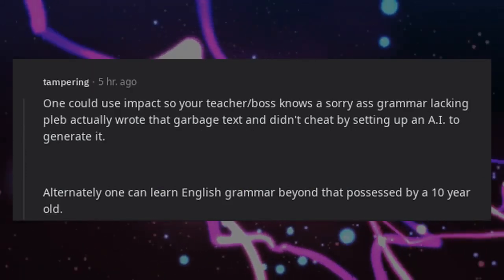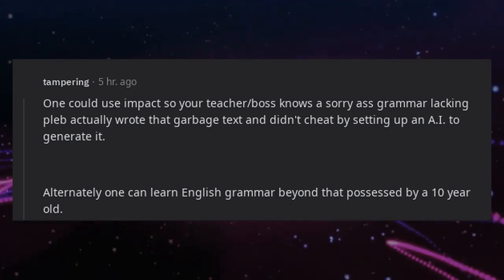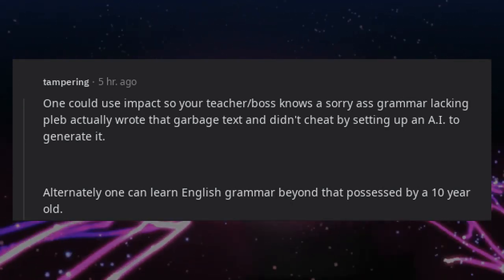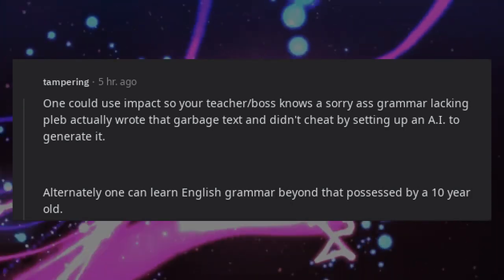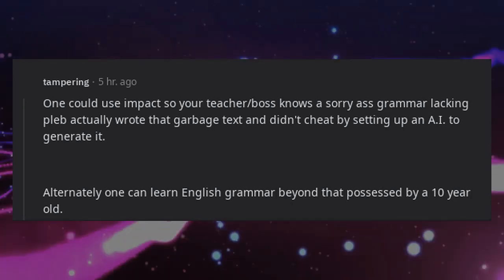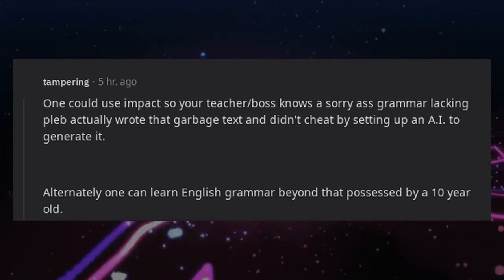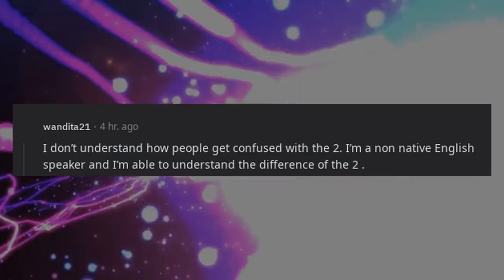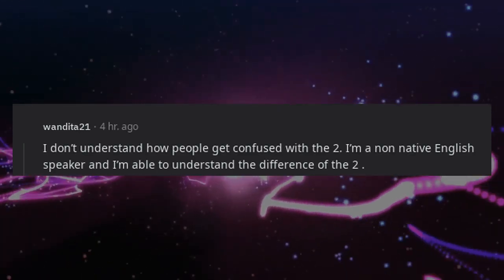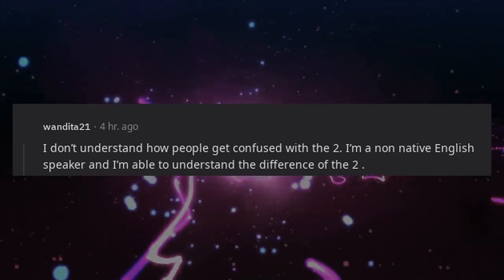One could use impact so your teacher boss knows a sorry-ass grammar lacking pleb actually wrote that garbage text and didn't cheat by setting up an AI to generate it. Alternately, one can learn English grammar beyond that possessed by a 10-year-old. I don't understand how people get confused with the two. I'm a non-native English speaker and I'm able to understand the difference of the two.